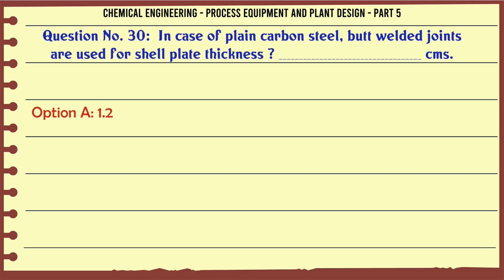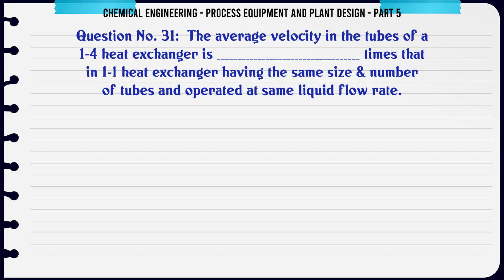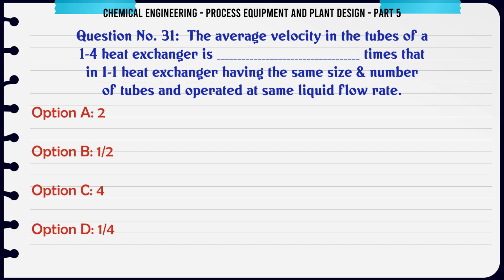In case of plain carbon steel, butt welded joints are used for shell plate thickness of blank cm. A. 1.2, B. 0.5, C. 3.8, D. 6.8. The correct answer is 3.8. The average velocity in the tubes of a 1,4 heat exchanger is blank times that in a 1,1 heat exchanger having the same size, number of tubes and operated at the same liquid flow rate.